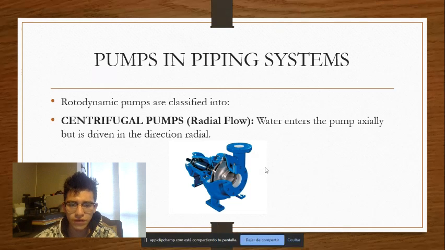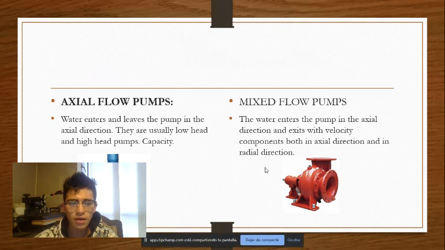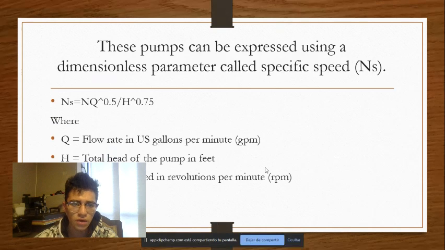Rotodynamic pumps are classified into centrifugal pumps, radial flow: water enters the pump axially but is driven in the radial direction. Axial flow pumps: water enters and leaves the pump in the axial direction. They are usually low head and high capacity pumps. Mixed flow pumps: the water enters the pump in the axial direction and exits with velocity components both in the axial direction and radial direction.